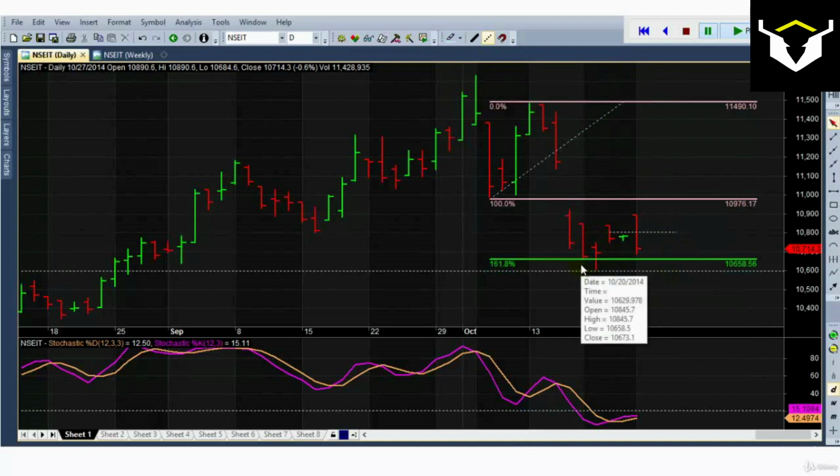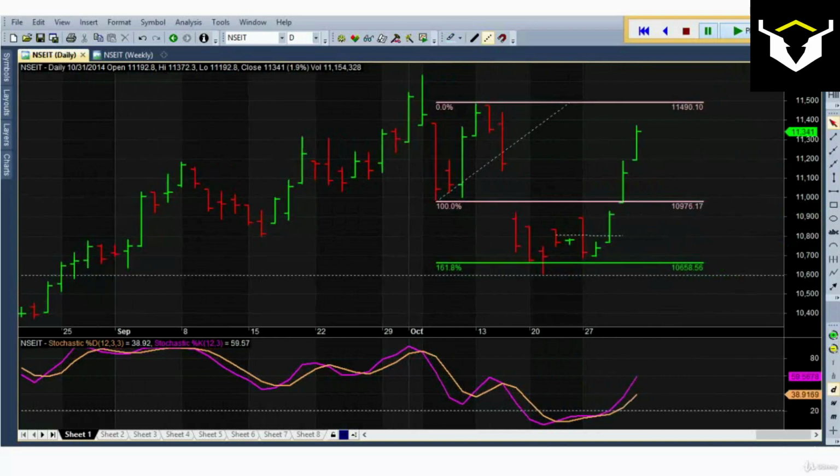Now, before doing so, the extension ratio of 161 suggests that this will act as a support zone. Stochastic suggests that from here onward, stock will move on the upper side. So we have a lot of reasons to take this as a bottom created, and the stock will change its direction. Let's see.